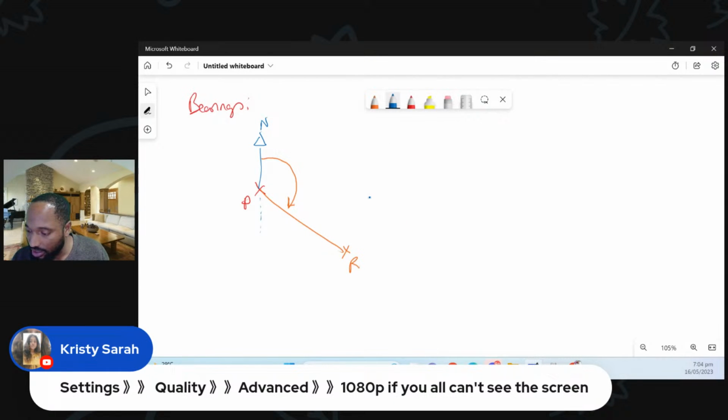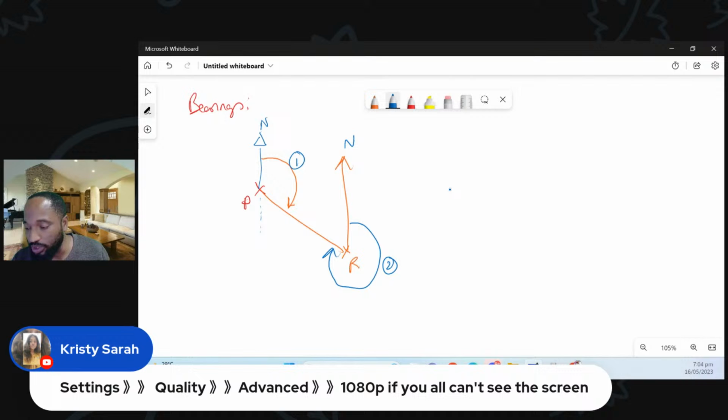So there are 2 bearings here to consider, because you understand this is the north. I go clockwise until I reach the line. Let's call this bearing 1 and bearing 2. They will never do this in the exam, I'm just doing this to teach you something.